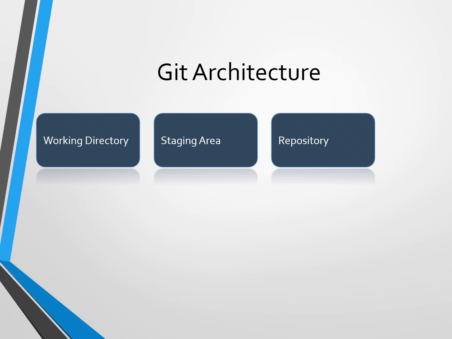Git architecture. What is Git architecture? Git architecture describes how Git stores, manages, and moves changes from your computer to the repository. It is based on three main areas: working directory, staging area, and repository.